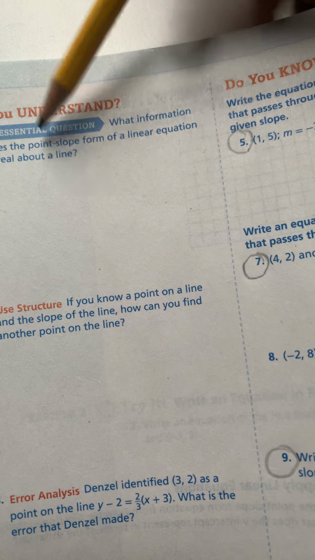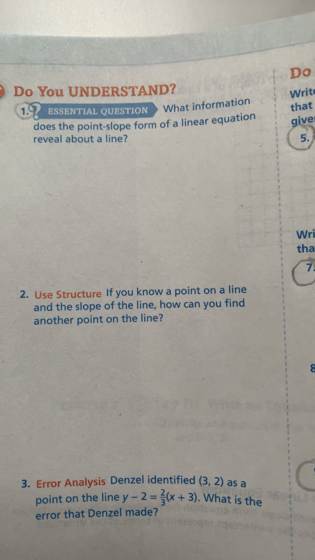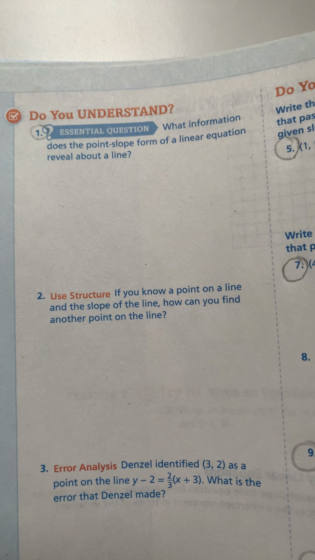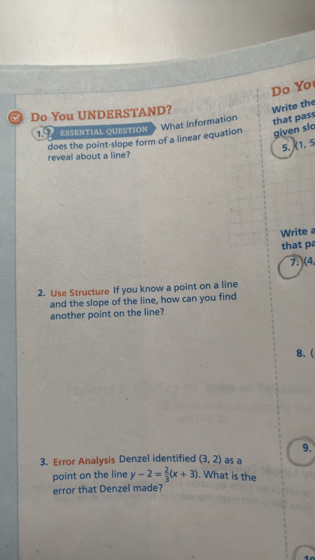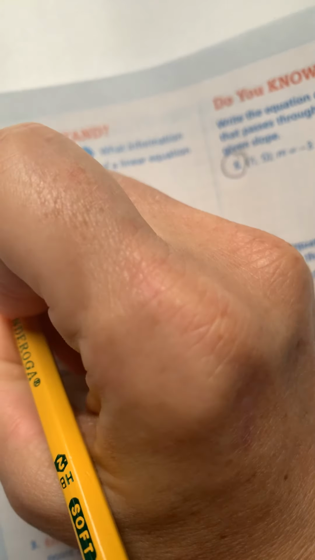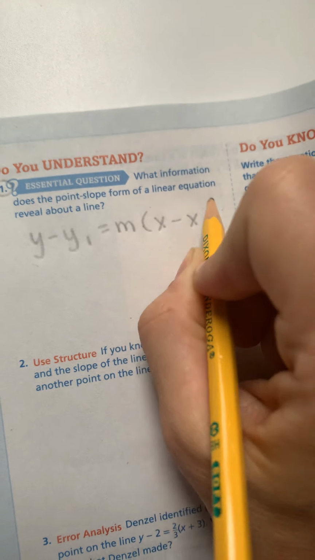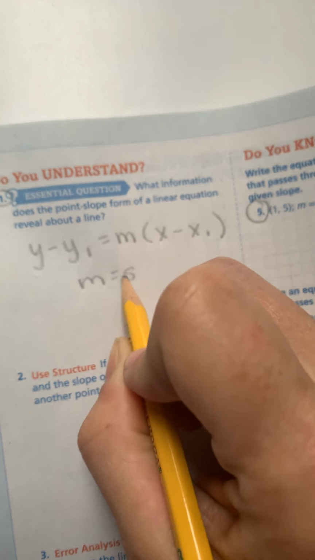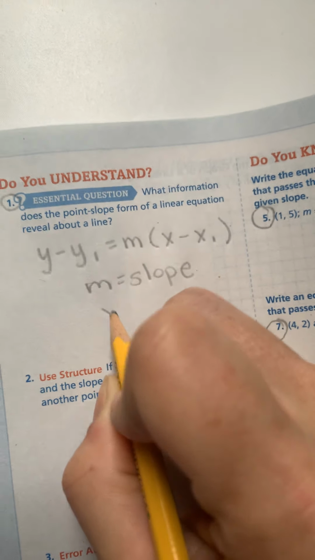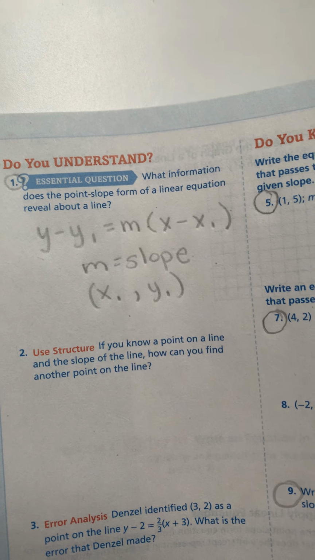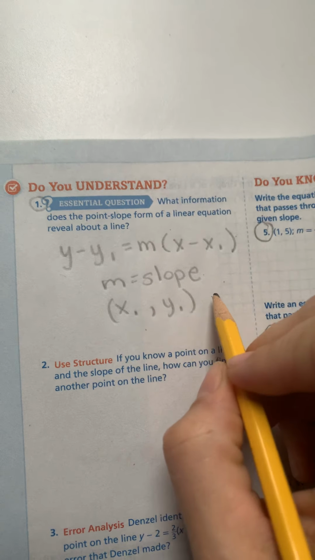You need to know one point on the line, and you need to know what the slope of the line is. So those are the same things that you would find in the equation. In order to write that equation, you have to have both of those. It's y minus y1 equals m times x minus x1. M is your slope. X1, Y1 is just one point on that line. Any one point. It doesn't matter which point.